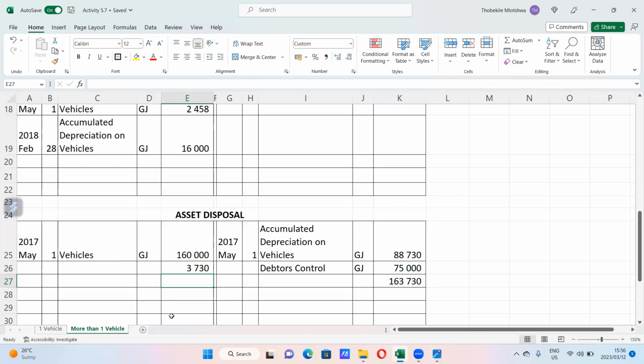But you will get instances where the other side is higher. So if this side is high, you don't write anything underneath. You just write the difference this side and you call it loss. That's the difference. And you call it loss on sale of asset. So maybe I should have done that one so you can see. So say profit on sale of asset. Profit on sale of asset.